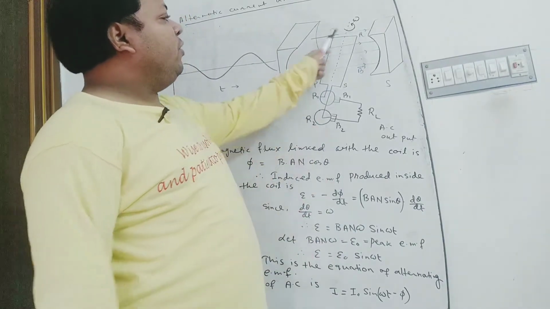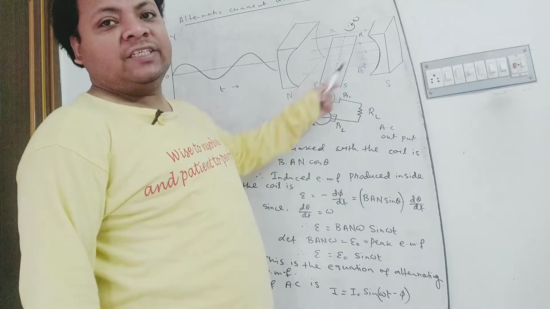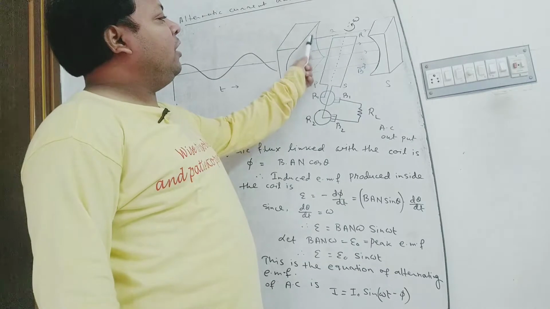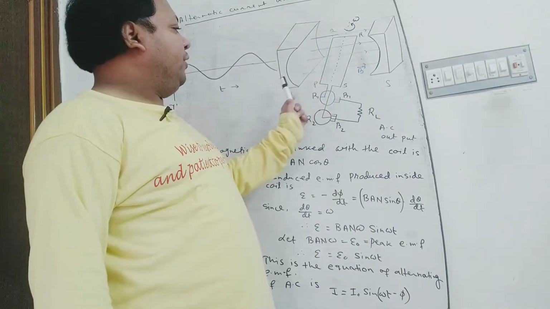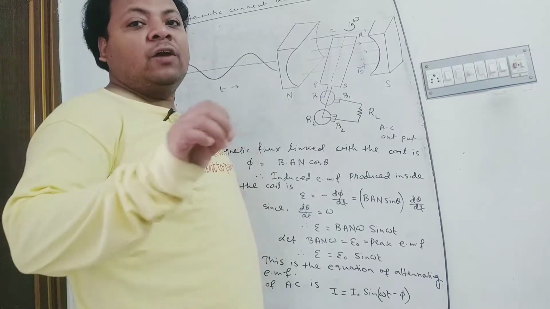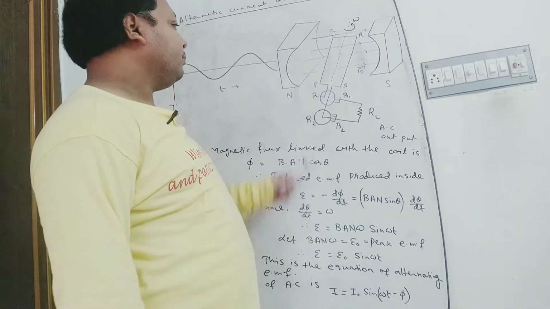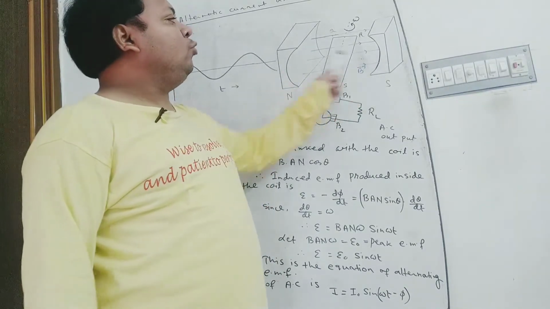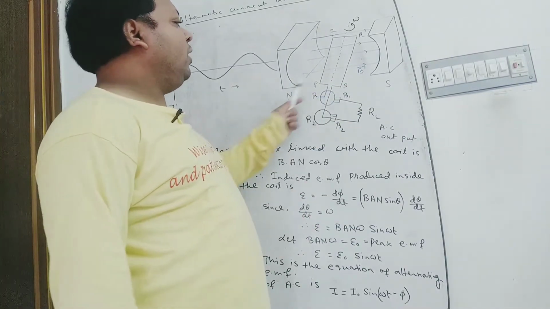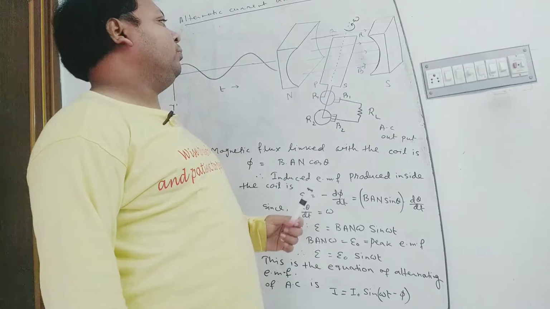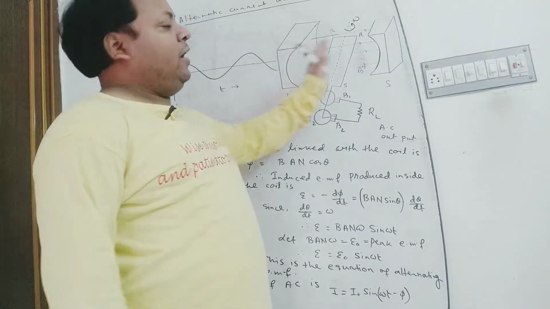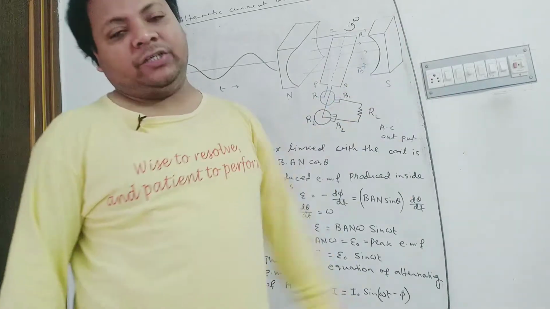This PQRS is an armature placed in a powerful magnetic field. Here B is the magnetic field vector. These are the two poles of two magnets. This is the north pole and this is the south pole. This is one magnet and it is another magnet.